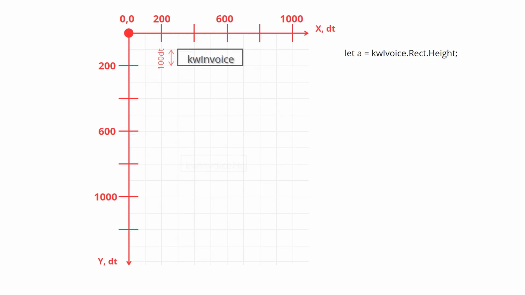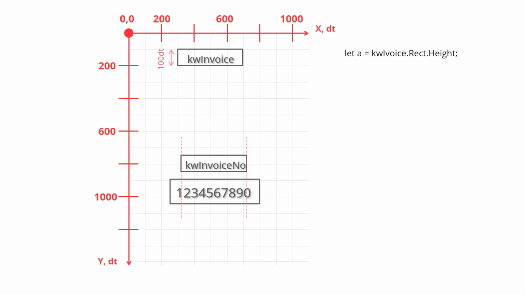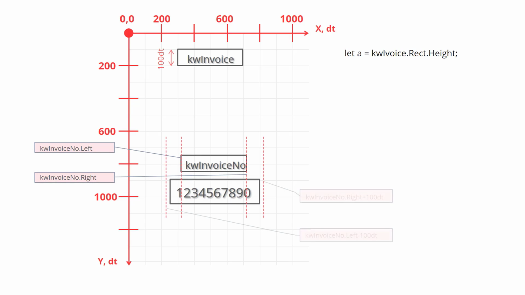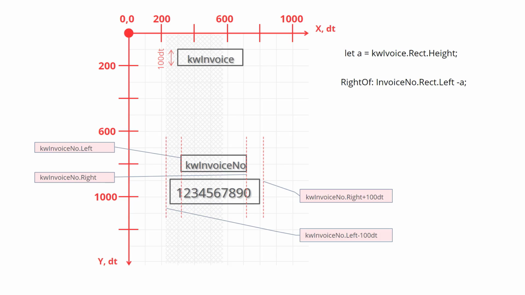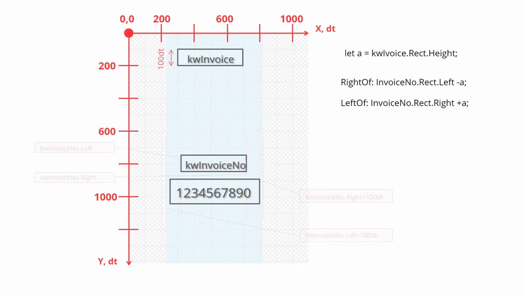Similarly, when a related element appears below the keyword, we use the combination of two relations, left of right and right of left, with small offsets. For instance, right of keyword invoice no.rect.left minus A. In this case, again, A is 100 dots. And left of keyword invoice number.right plus A. In this example, we haven't altered the value of A.